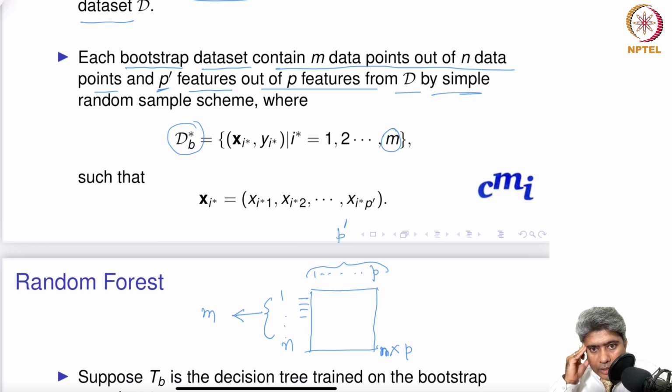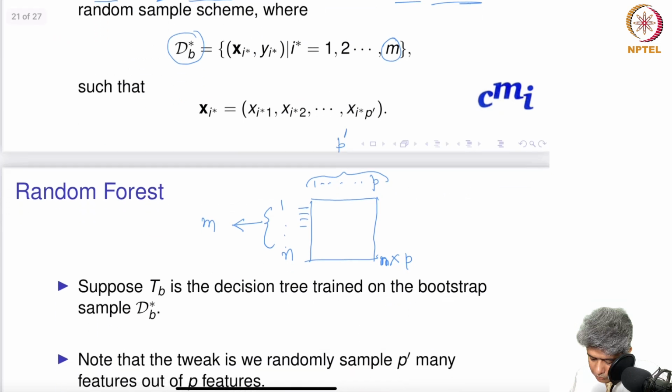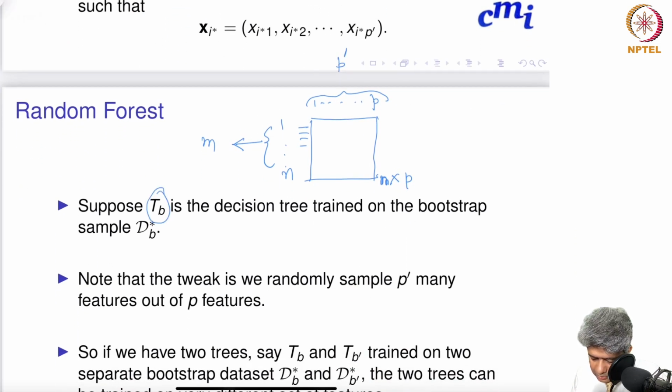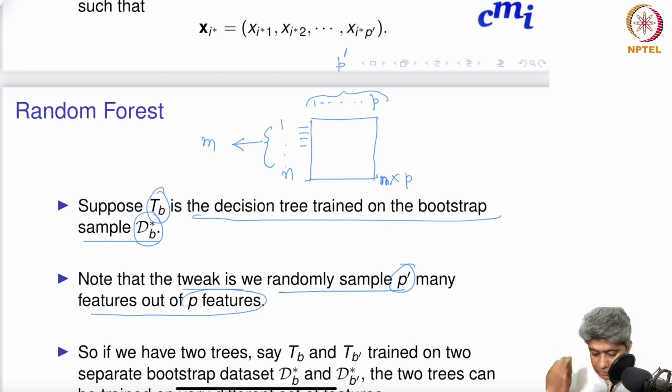Okay, and suppose T_B is the decision tree trained on the bootstrap sample D_B star. Now note that the tweak is we randomly sample p dash many features out of p features. So m is randomly sampled and p dash is also. The number of rows I am sampling randomly, the number of columns also I am sampling randomly.